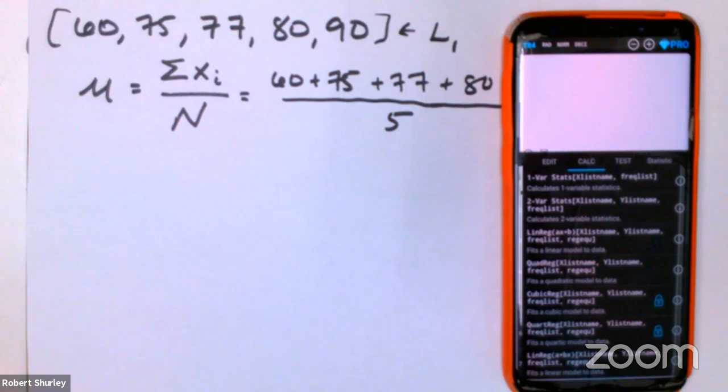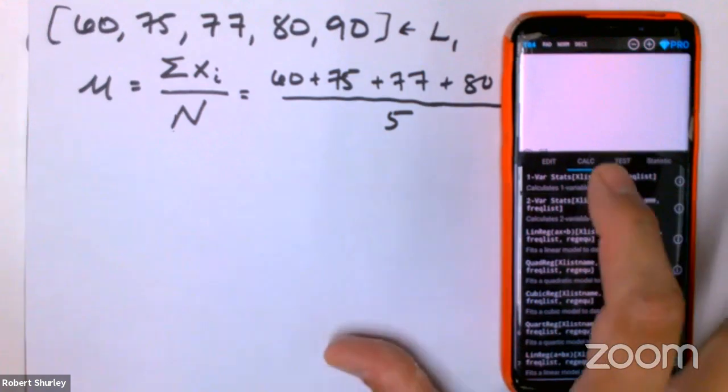Now, Lori, are you doing this on the TI 83 or 84? Yeah, I got the TI 84 plus. Okay, when you hit stat calc, is the first option one var stats? Yes. Okay, perfect. So click on that.